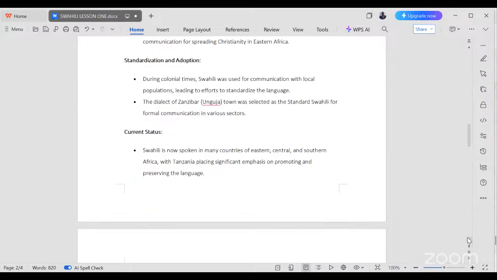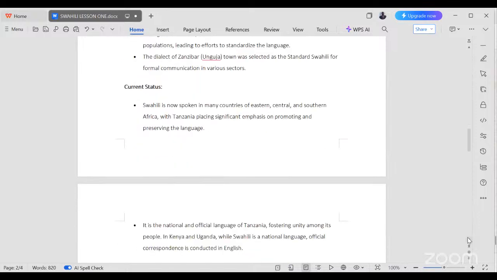The current status of Swahili: Swahili is now spoken in many countries, as I've said, in Eastern, Central, and Southern Africa, with Tanzania placing a significant emphasis on promoting and preserving Swahili. We must actually acknowledge Tanzania for this. It is now their official language.